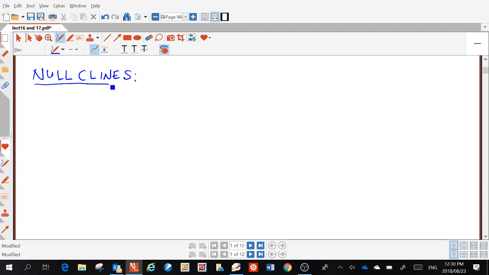NULLCLINES. These are when x dot is naught and y dot is naught. This will become relevant in the sequel when we go on to non-linear systems. The game gets much harder, by the way. But if you follow the easy game, then the hard game is the same kind of thing, just another level.